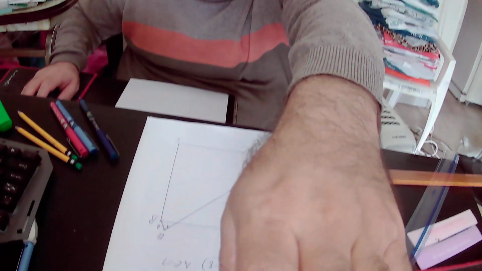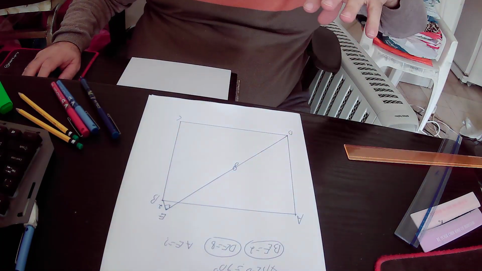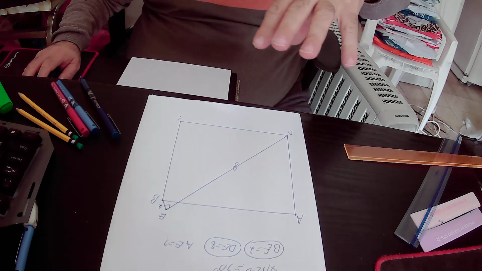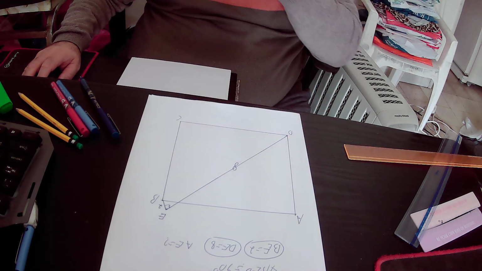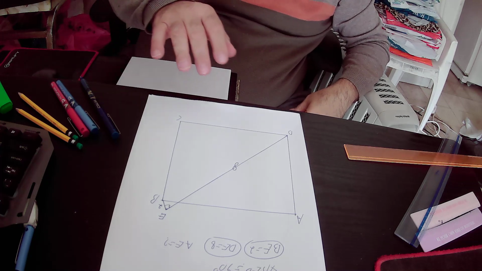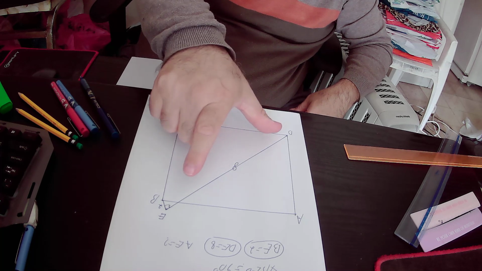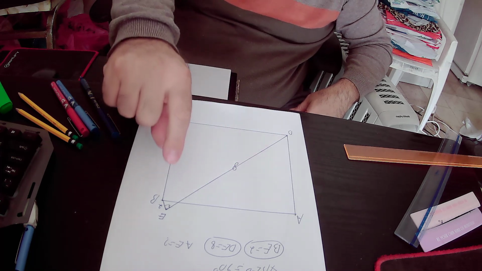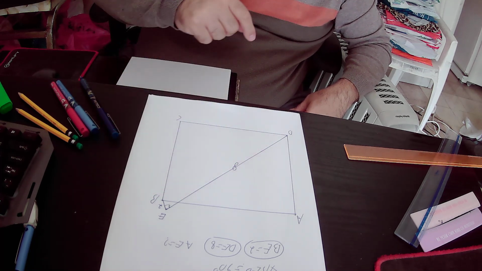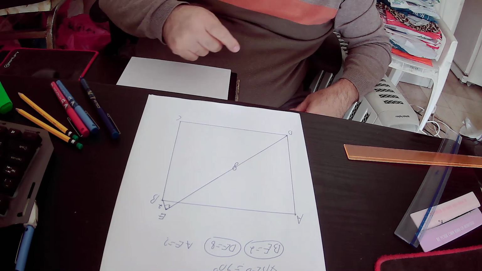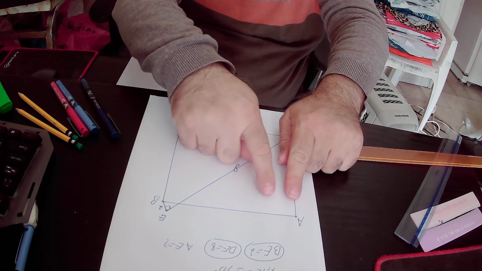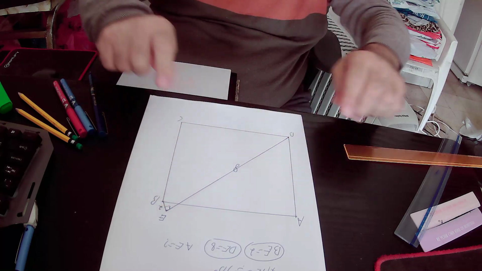Hello, in this lecture we will find out the size of line segment AE. In the drawing we have square ABCD. We know that line segment DE equals 8 units, line segment BE equals 2 units, and we want to find out the value of AE, or the size of line segment AE.